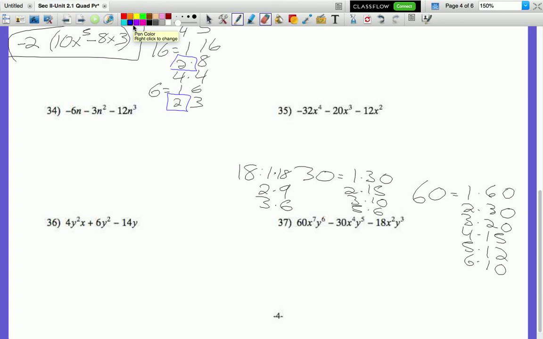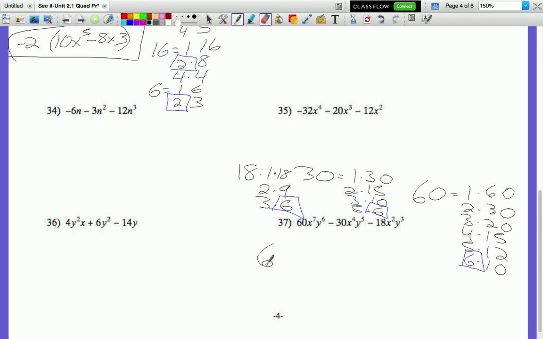It looks like the biggest number that they have in common is 6. They all have a 6 in common. So that's the first thing we're going to try and pull out, a 6.